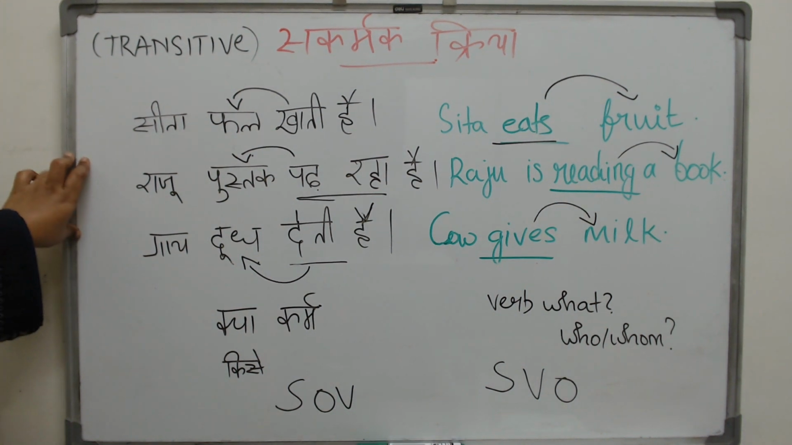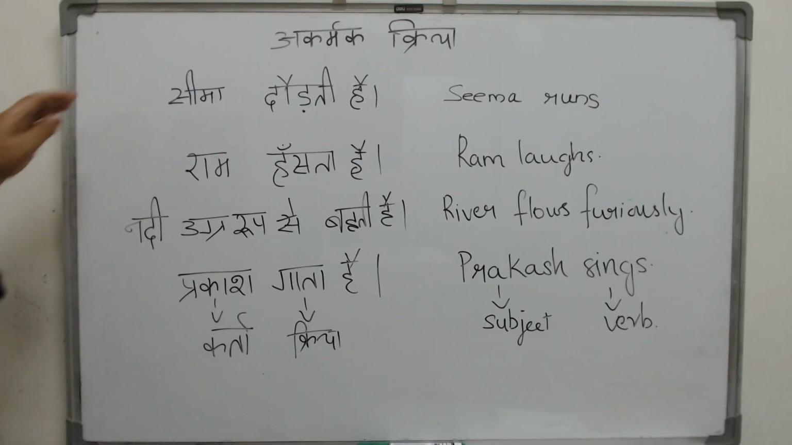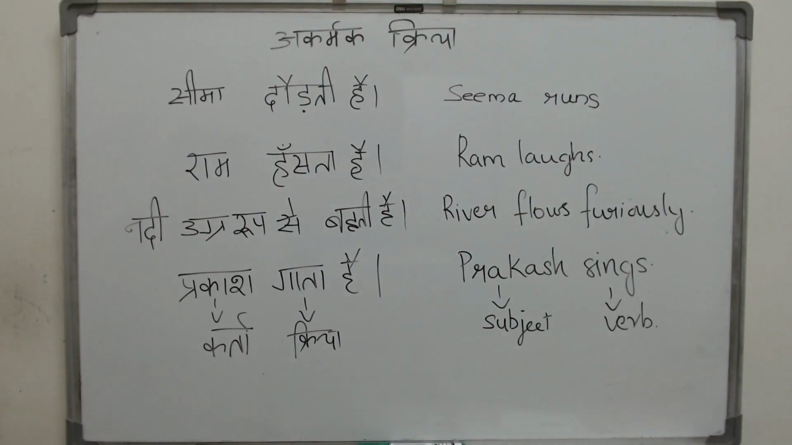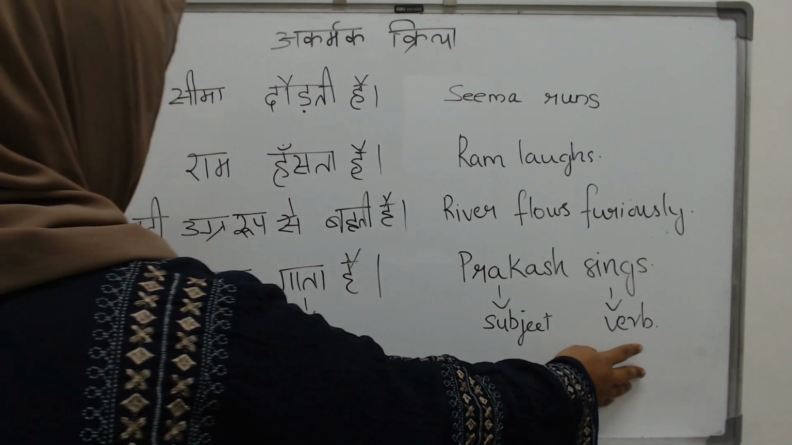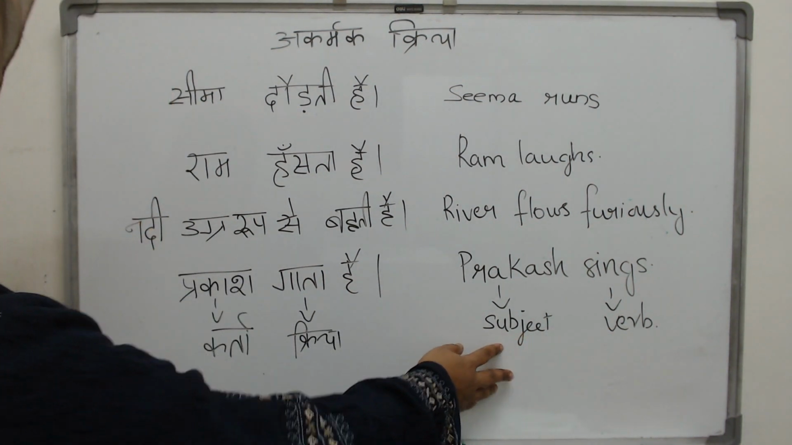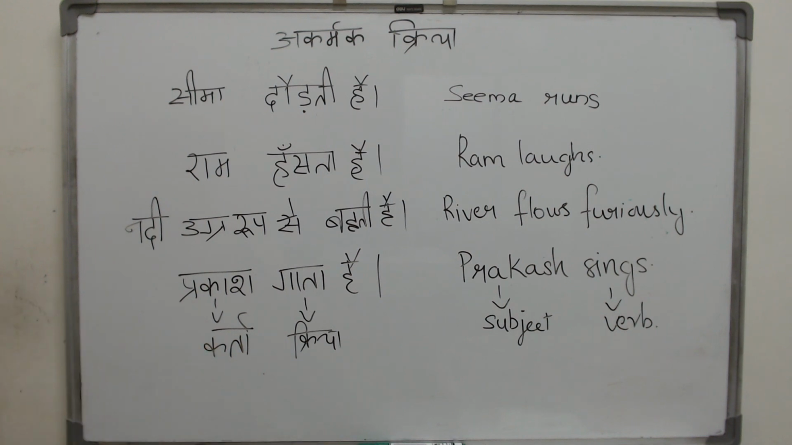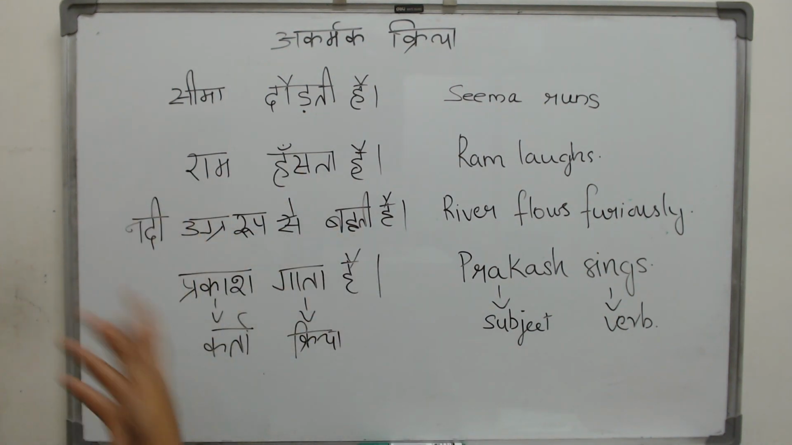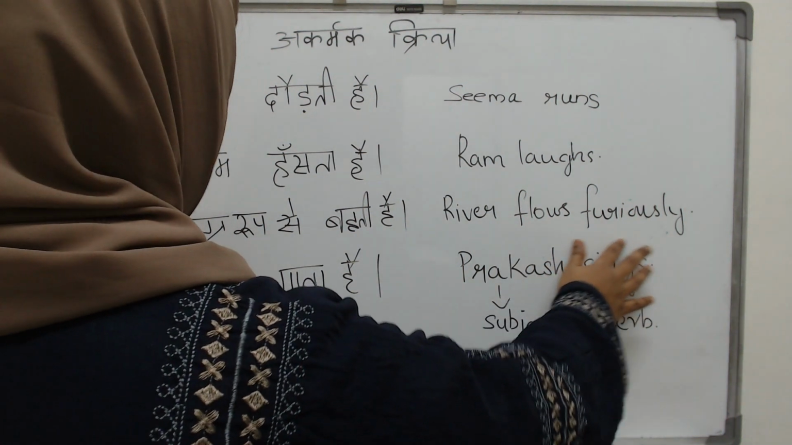Now shall we move on to intransitive verbs? Now these are some examples of akarmak kriya. What do you see here? Here you see a verb, you see a subject, but there is no object, there is no karma. Here what do you see? Seema daudti hai, Seema runs. Ram hasta hai, Ram laughs. नदी उग्र रूप से बहती है. The river flows furiously. Remember, this is not an object.